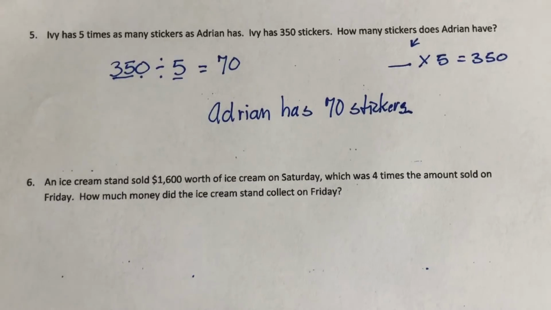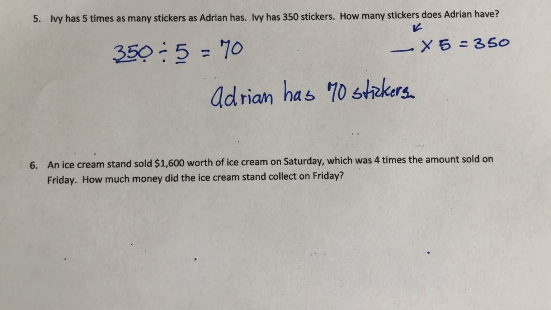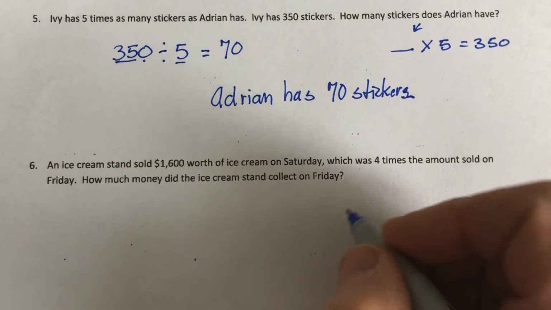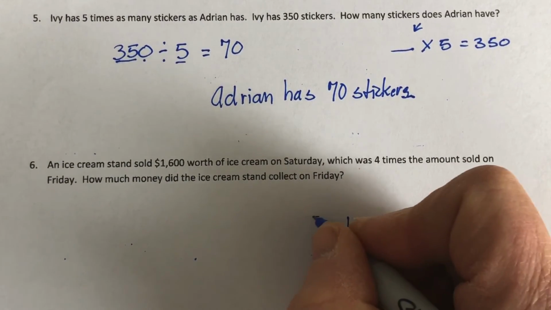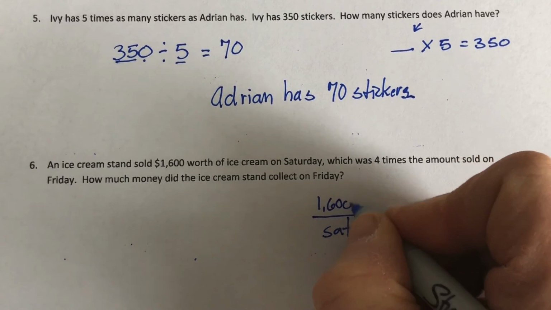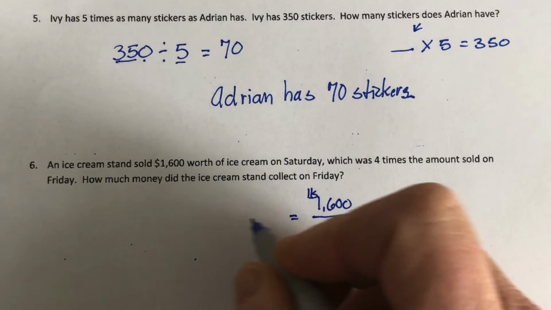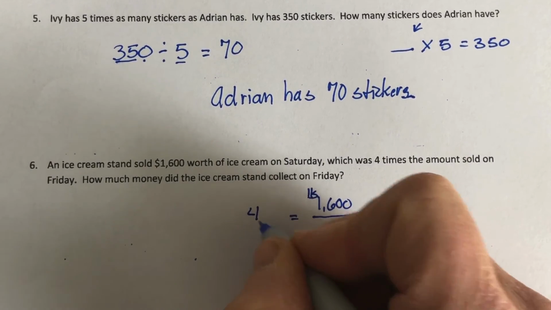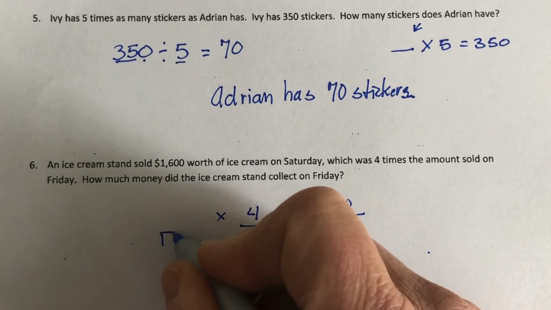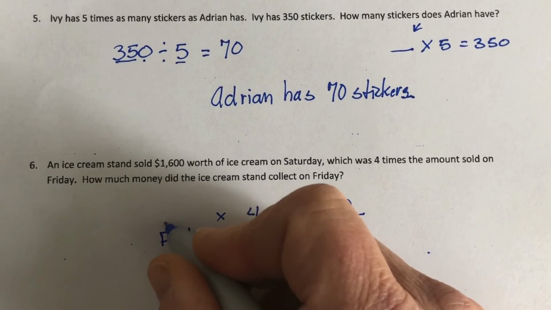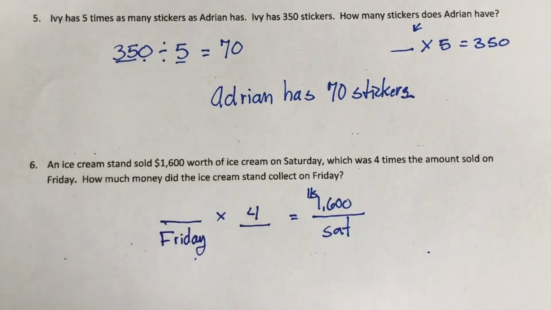And then finally down here it says an ice cream stand sold $1,600. No, wait a minute. An ice cream stand sold $1,600 worth of ice cream on Saturday, which was 4 times the amount sold on Friday. How much money did the ice cream stand collect on Friday? Okay, so basically what this is telling us is that on Saturday it sold $1,600 of ice cream, right? Well, it sold 4 times the amount that it did on Friday. So whatever number they sold on Friday times 4, that's how much they got on Saturday.